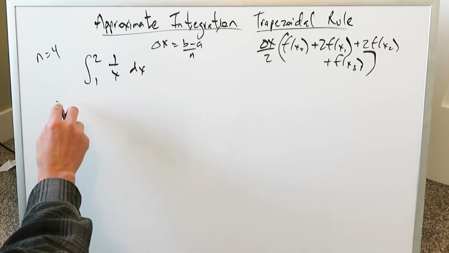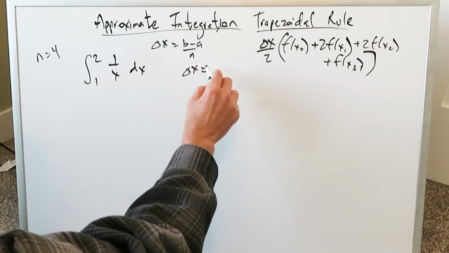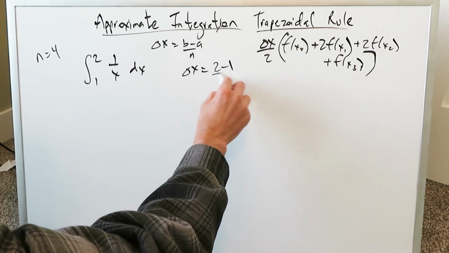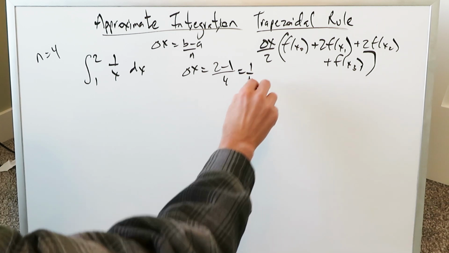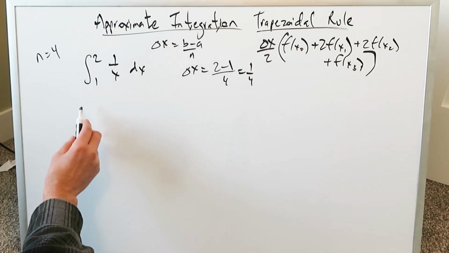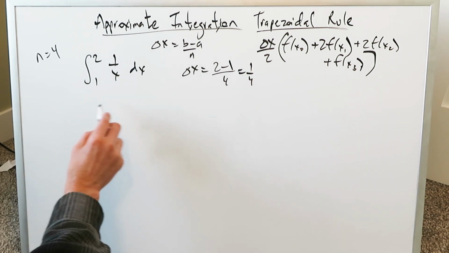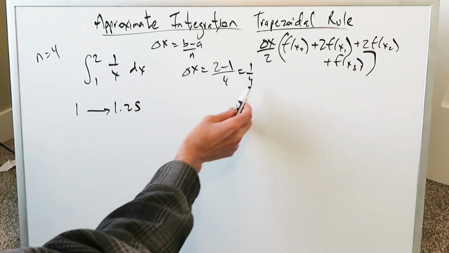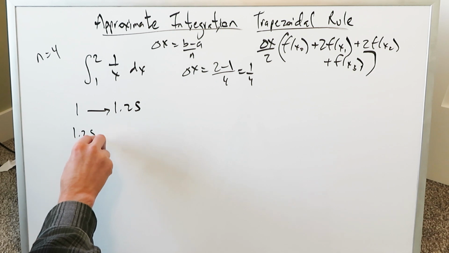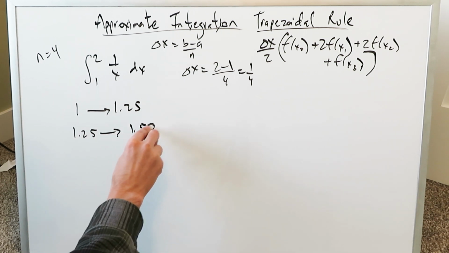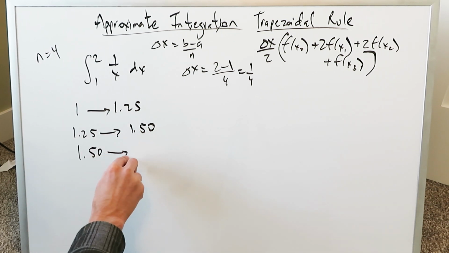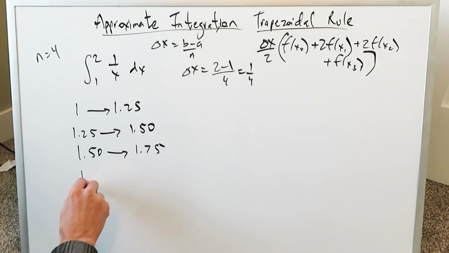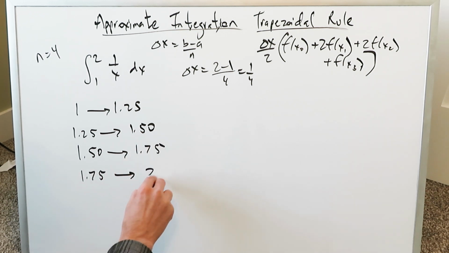But this is what we can do. We can determine our delta x is equal to b minus a over 4, which is 1 over 4. Now look, this is what we can do here with regards to our intervals. You're starting from 1 and going to 1.25 because you're going by quarters. Then from 1.25 to 1.50, then from 1.50 to 1.75, and then from 1.75 up to 2.